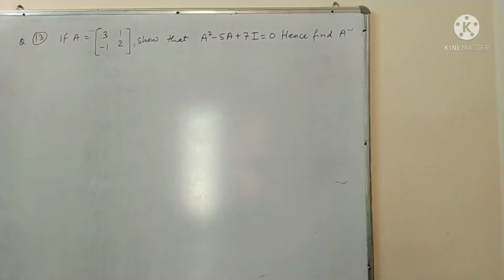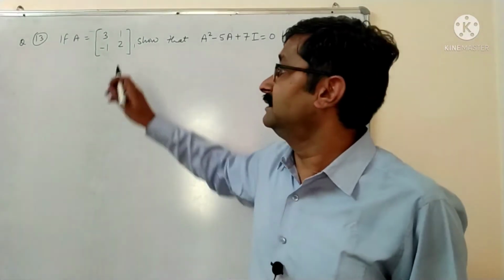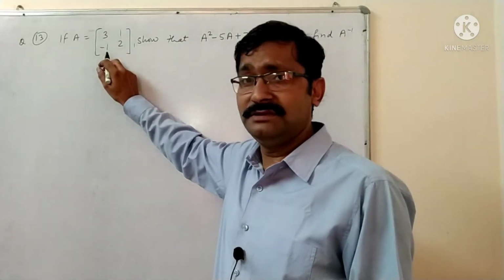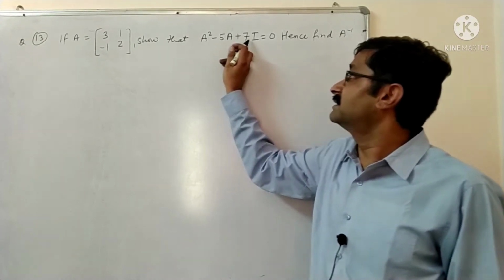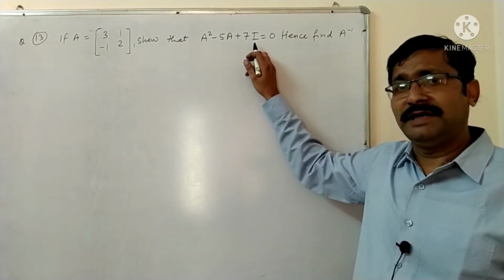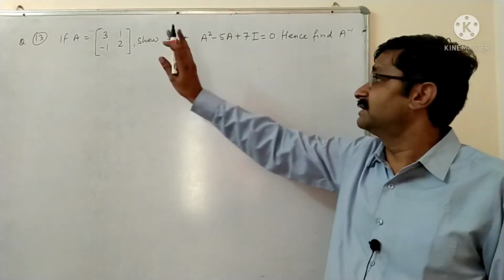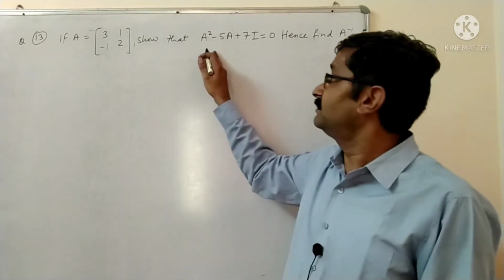Okay. Look at this. If A is given to you, a matrix is given, first row is 3, 1 and second row is minus 1 and 2, show that A square minus 5A plus 7I equals 0. I here is the identity matrix of order 2 by 2. Okay, same order you will take. Hence find A inverse. You have to find the A inverse. First we have to show this.